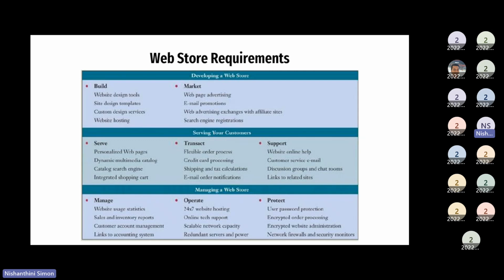So while we are building, what the features should be and how we are going to build the website, we have to consider marketing as well. That will be the developing part of the web store. So now the web store is developed and we start to use it.